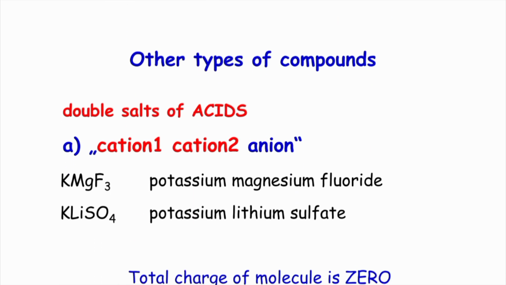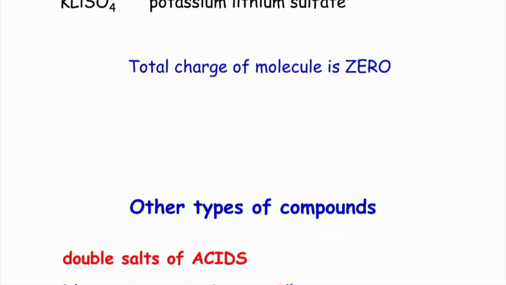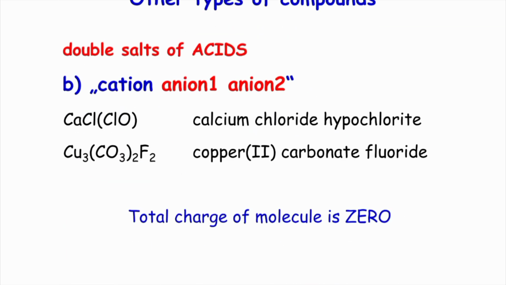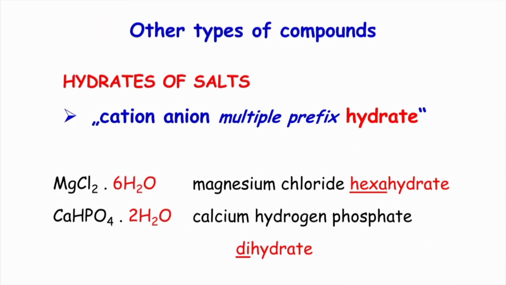Double salts: potassium magnesium chloride, potassium lithium sulfate. Total charge is 0. These are some other examples: calcium chloride hypochlorite, copper carbonate chloride, with a cation and multiple fixed anions.